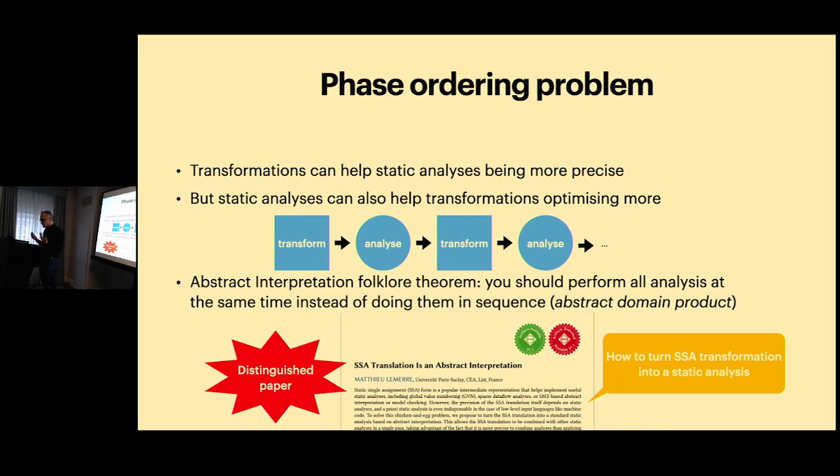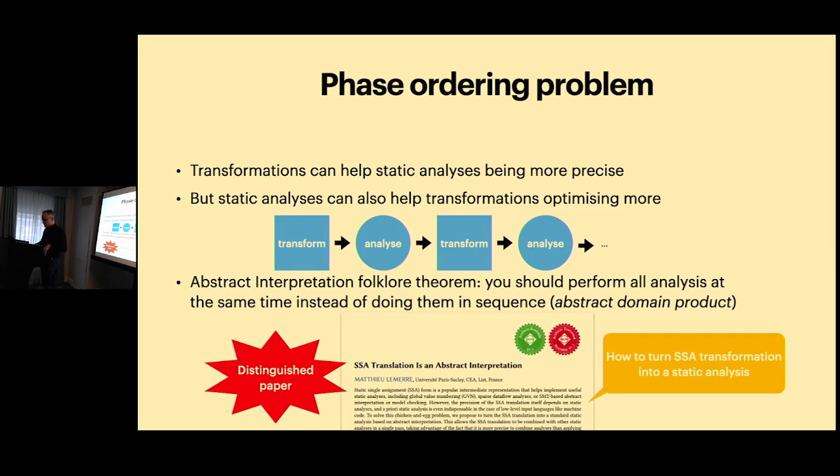So in abstract interpretation, there is a folklore theorem that says you should not do that. You should do all your analysis at the same time, combining all the analysis, what we call abstract domain. So this notion of abstract domain product is very interesting in abstract interpretation. And that's why it's very interesting that in this paper, the author is turning SSA translation into an abstract domain so that we can combine it with other analysis in an interesting way.